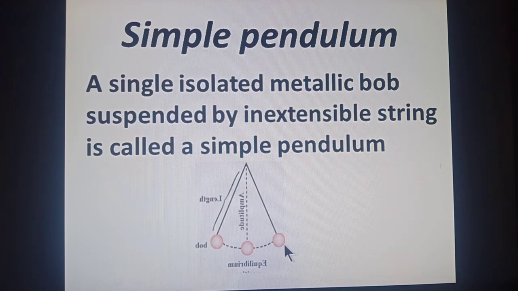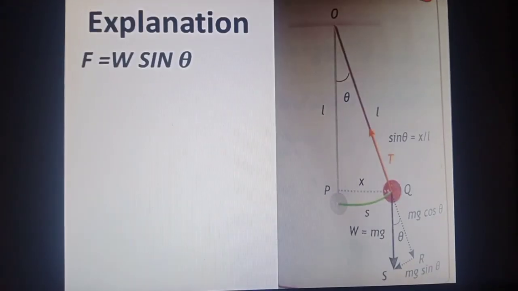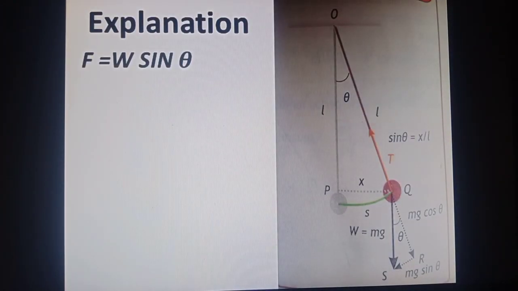Is motion of pendulum a simple harmonic or not? Let us see. When we disturb the bob of pendulum from its mean position and when we take it to its extreme position, students, here two forces are acting on the bob. One is its weight that is acting directly downward, pull of the earth, and second is the tension in the string that is acting along the string.